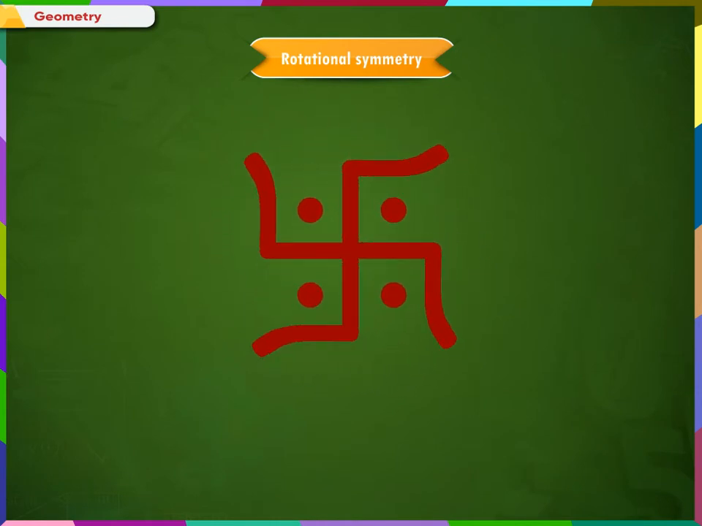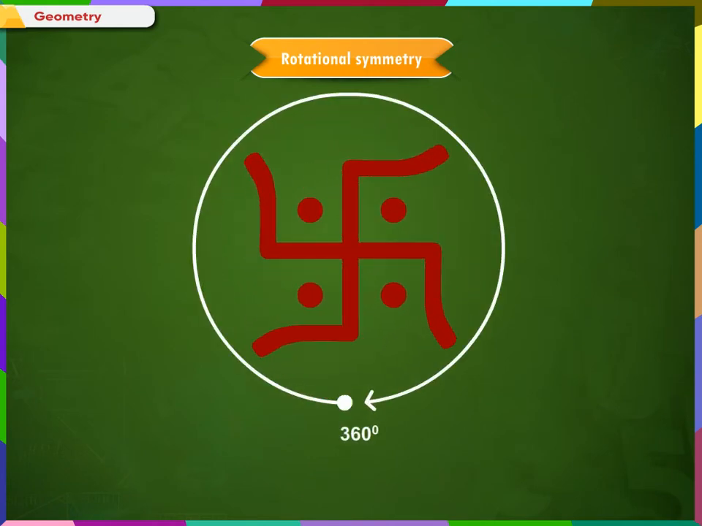The order of rotational symmetry can be defined as the number of times that a shape appears exactly the same during a full 360-degree rotation. For this figure, the order is 4.